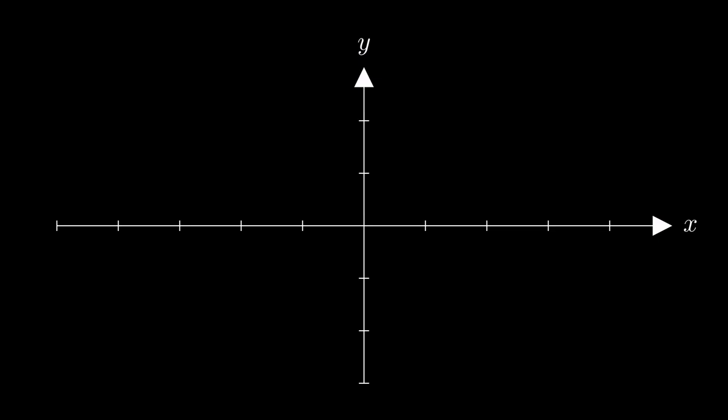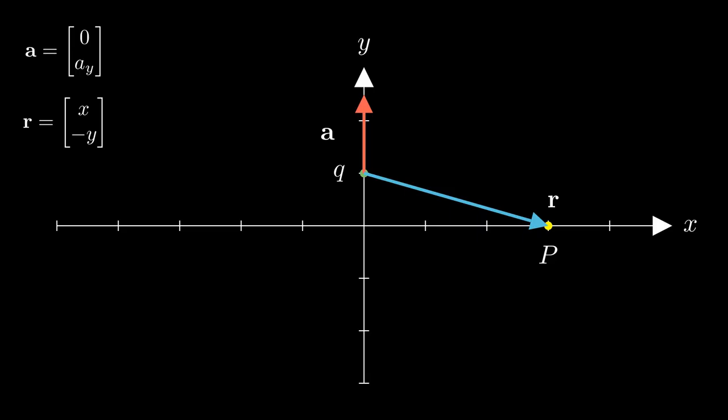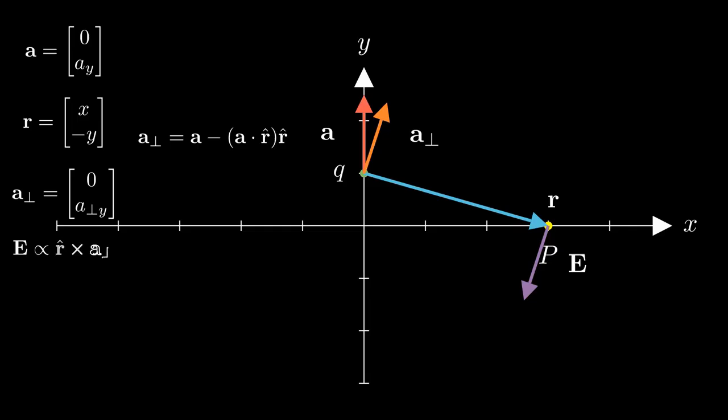To understand the direction of the radiation field, let's plot the acceleration vector of the charge and the radius vector to the observation point. From this, we extract the perpendicular component of acceleration relative to the radial direction. According to our derivation, the electric field vector is aligned, or anti-aligned, with this perpendicular component.